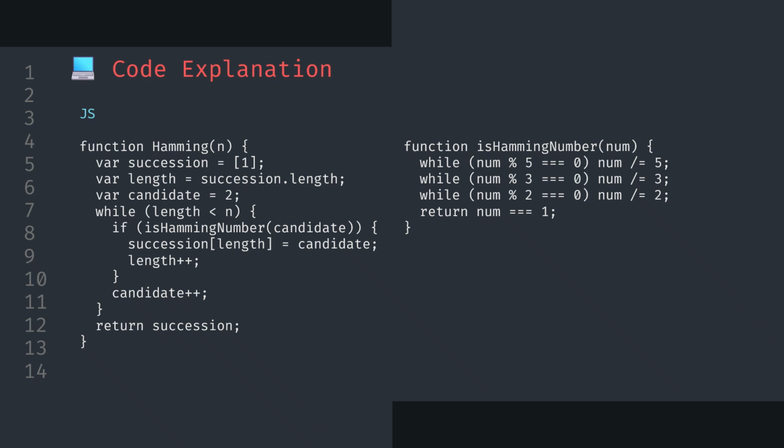We start with a Hamming function that builds the list of valid numbers one by one. It begins at 1, then checks each next number using a helper called isHamming number. This helper reduces the number by dividing it by 5, then 3, then 2 repeatedly. If the final result is 1, it means the number only had 2's, 3's, or 5's as factors. If anything else remains, we skip it. We keep going until we collect 20 valid numbers.